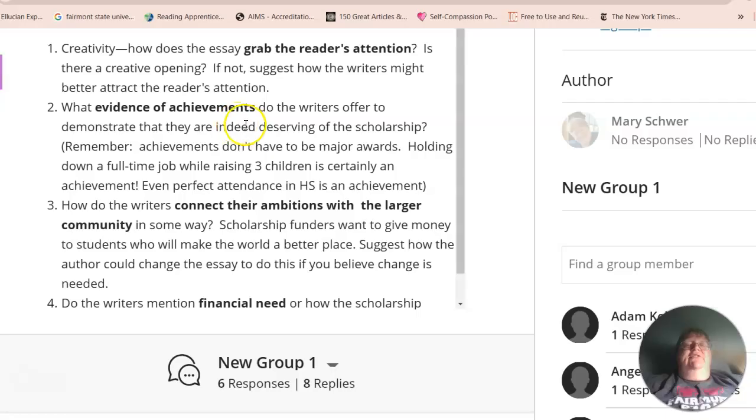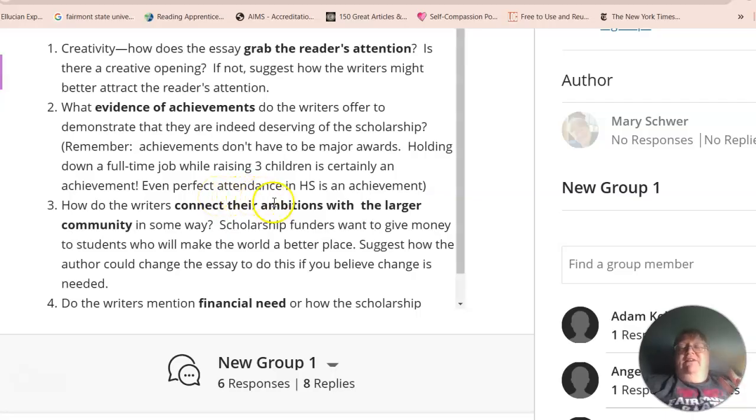Then I ask, what evidence of achievements does the writer offer? Achievements don't have to be major awards. Again, in the case of that student writer whose essay I showed you, GD, he talks about his achievements as being able to build his own computer at age 12, and his ability to take apart machinery and put it back together again. So those kinds of abilities could also be achievements. Again, holding down a full-time job while raising 3 children is certainly an achievement.